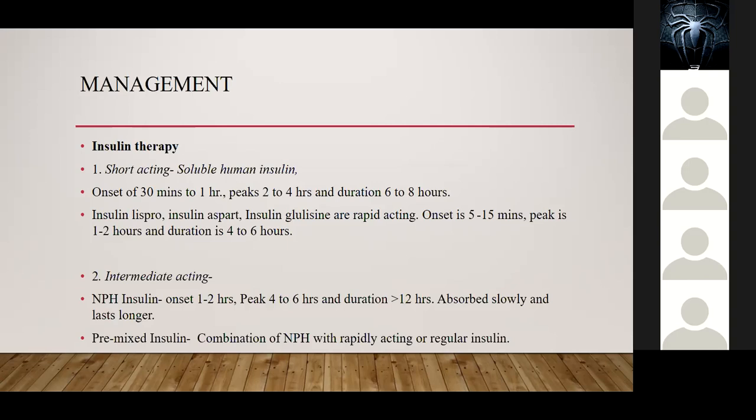Then you have a short-acting insulin, which comes after the regular. It also has a half-life which is a little bit longer than the rapid-acting, and the duration of action is just a little bit longer than the rapid action. Then you have the intermediate acting, which has a longer half-life than the first two, and of course the duration of action is longer than the first two. Then you have long acting. So it follows: rapid, short acting, intermediate acting, and long acting.